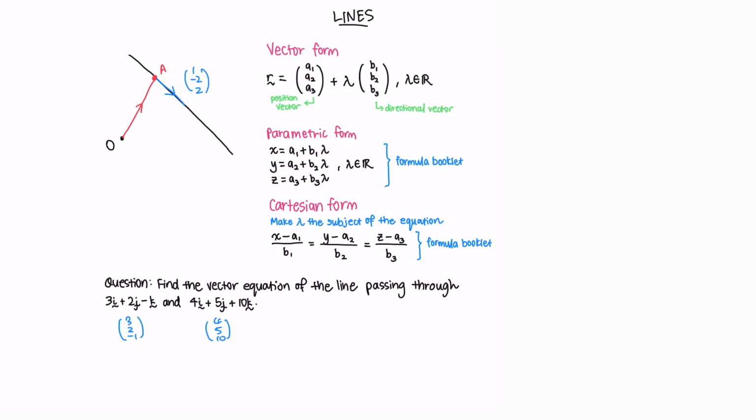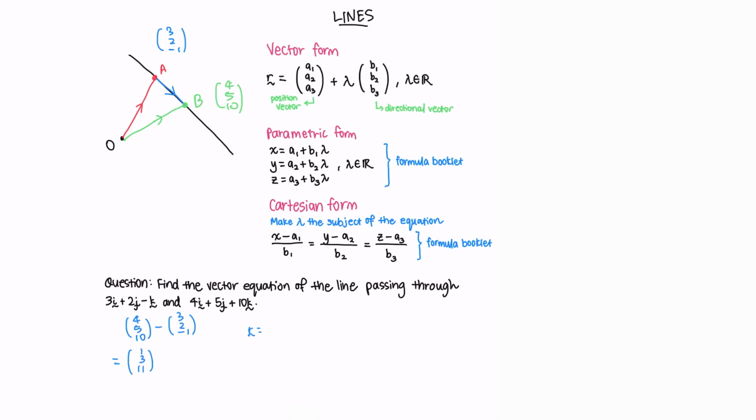But to find the directional vector, let's visualize this a bit. Let's say we have OA as (3, 2, -1) and OB as (4, 5, 10). The directional vector is just AB over here. And how do you find AB? Vector AB, if you remember, is just vector OB minus vector OA, which is (4, 5, 10) minus (3, 2, -1). And this will get us (1, 3, 11).